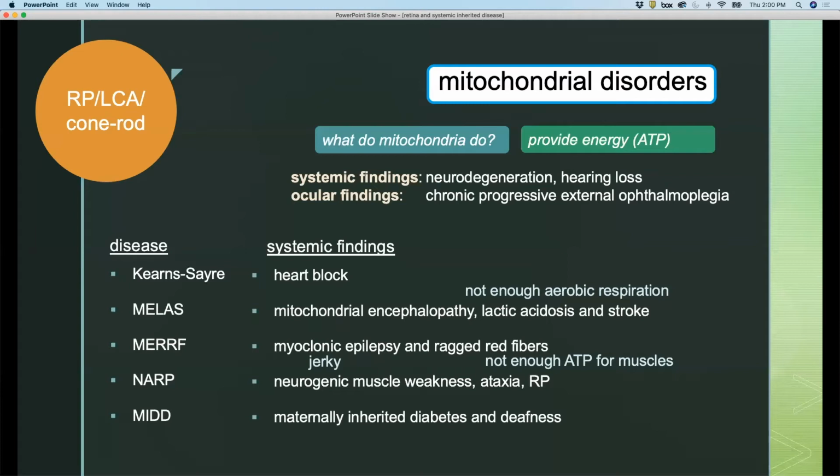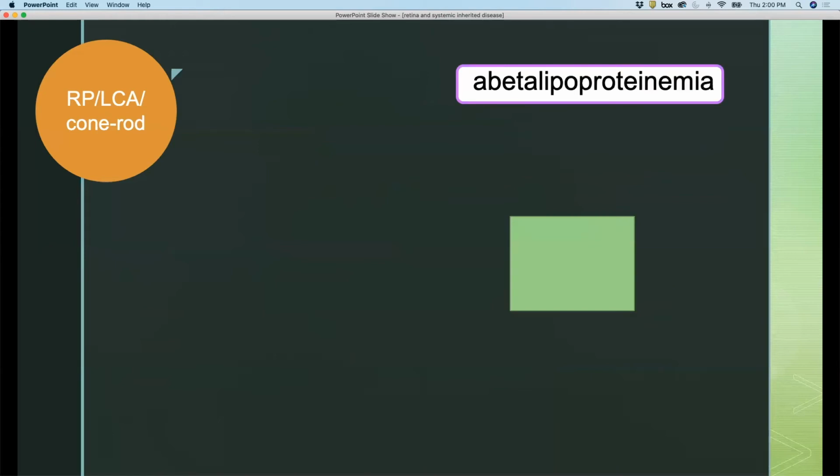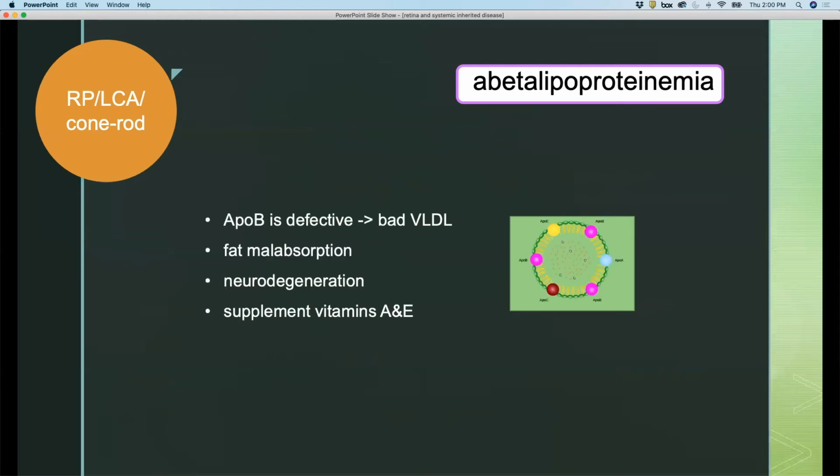So do you know what disease affects the VLDL? No. It's okay. It's abetalipoproteinemia. Oh, okay. So it's kind of like, by the rest, our enzymes that affect carbohydrates and the organelles. But in this disease, ApoB, so we've heard of ApoE and stuff, is one of those proteins that make up the VLDL. And therefore, since their VLDLs are bad, they're not absorbing fats, and they have foul smelling stools. They get neurodegeneration. And in these patients, it's important for them to supplement with vitamins A and E, which are fat soluble.